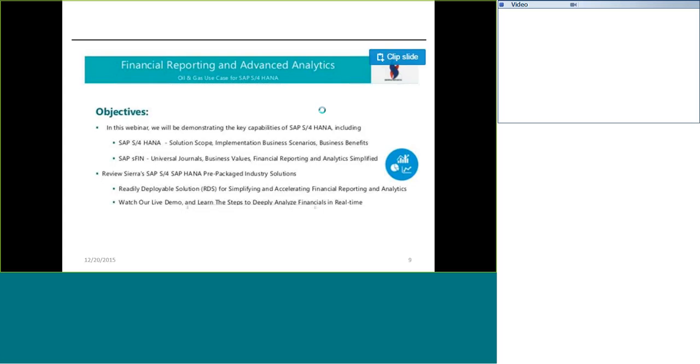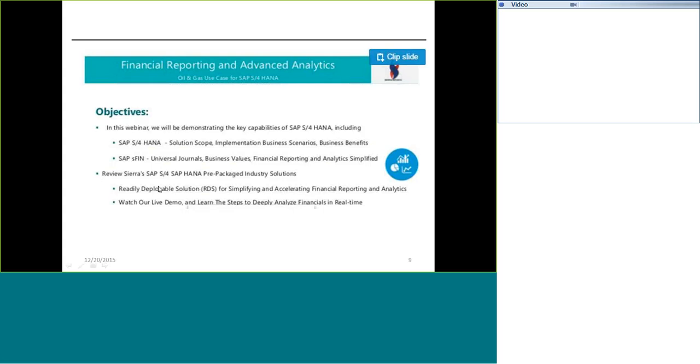Now, here in S4 HANA: solution scope, implementation, business scenario, and business benefits. In Simple Finance, we are using the universal journal. From the ECC point of view, we design new GL with ledgers like leading ledger, non-leading ledger, repetitive ledger. But here there is no ledger scenario. Here we are designing the universal journal and business volumes, with financial reporting and analysis simplified.